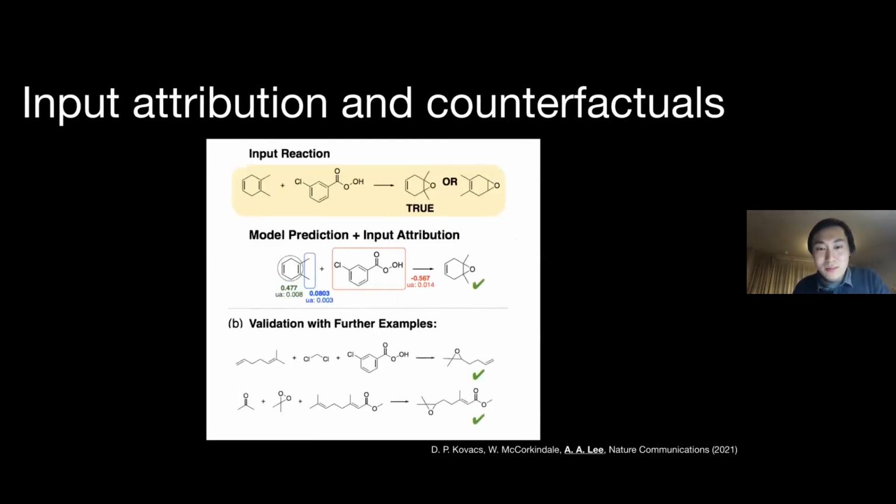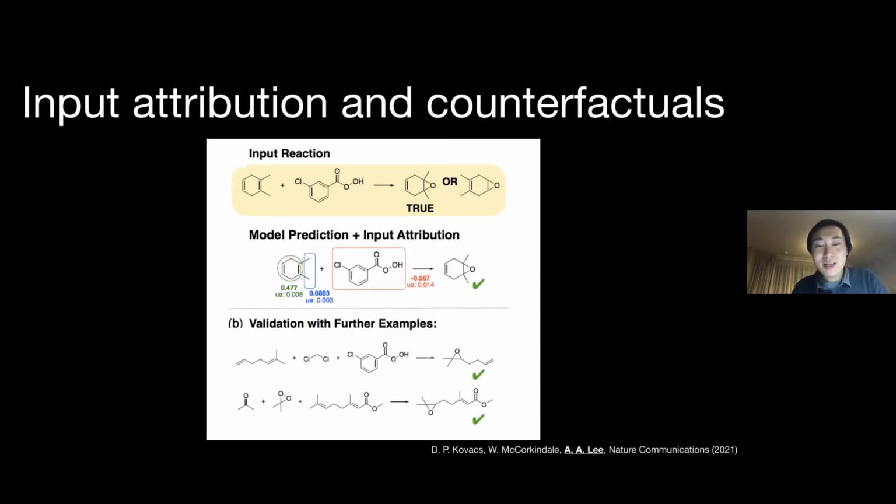A really short summary of what we have done. This is an epoxidation reaction. There are two alkenes. One alkene can get epoxidized over the other because one is more electron rich. We ask the model, hey, you predicted one alkene gets epoxidized rather than the other. Please tell me why. The model successfully attributed this to the presence of two methyl groups, and that makes chemical sense. The methyl groups donate electrons into the olefin, making it more reactive.